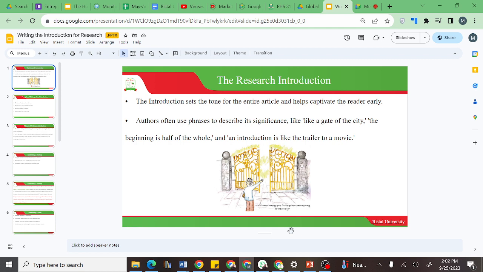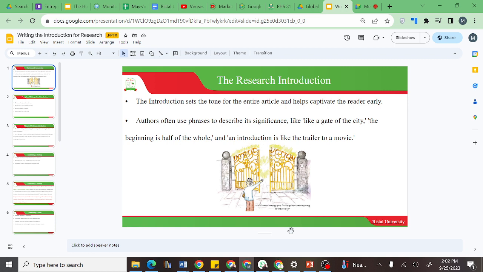So most of you are stuck at the starting point, which is basically writing the introduction. The introduction is not supposed to be very difficult to write, but of course, it comes with experience. With time, you will get to know how to write it.